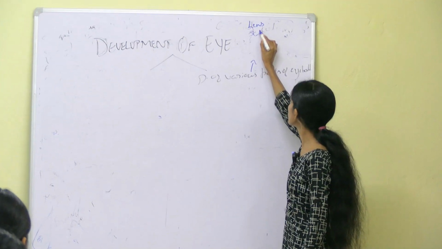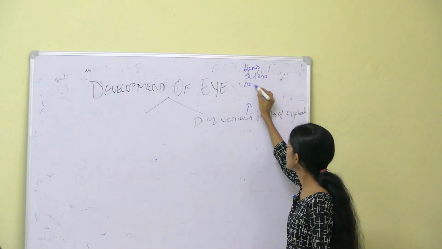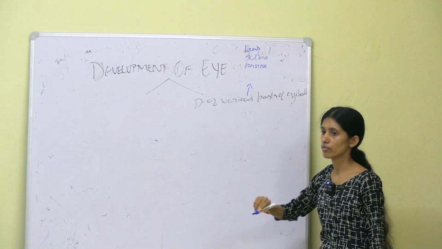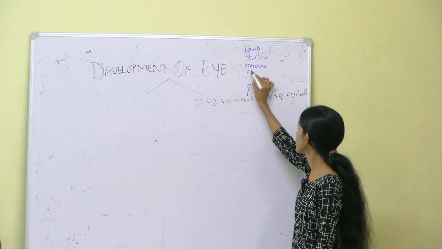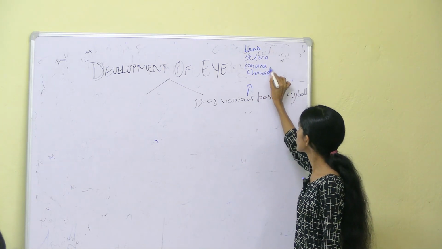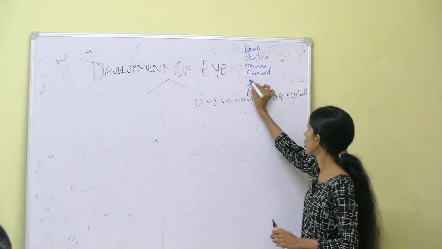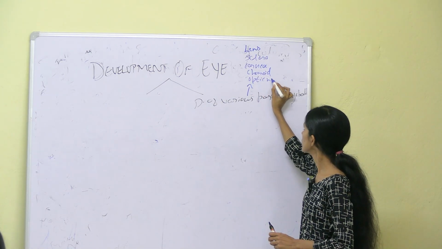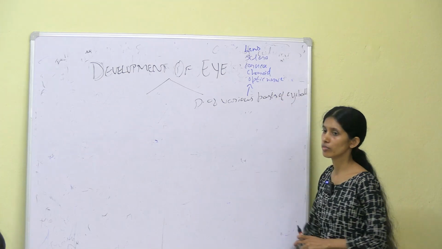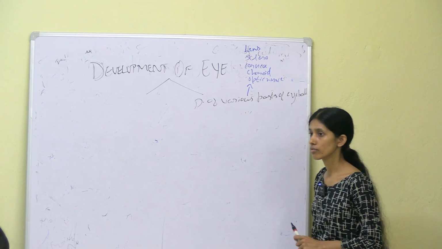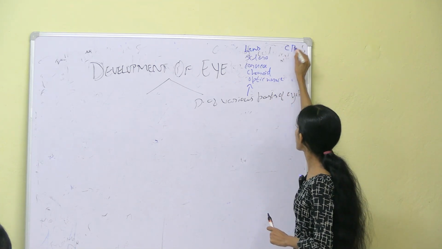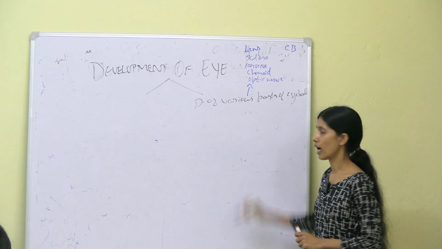Okay, sclera, cornea, next choroid, then optic nerve, important one, then ciliary bodies, iris.